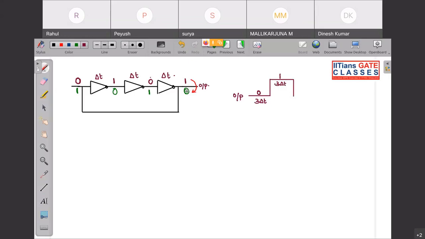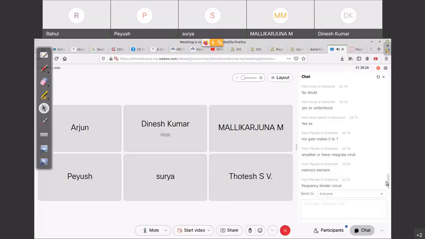Now look again, this 0 is fed back over here. This 0 will be converted to 1, 1 to 0, and again to 1 after 3 del t, and this cycle will keep on going. Okay, what is this now? What is this waveform? Frequency divider circuit. Yes, you can say that, very good.